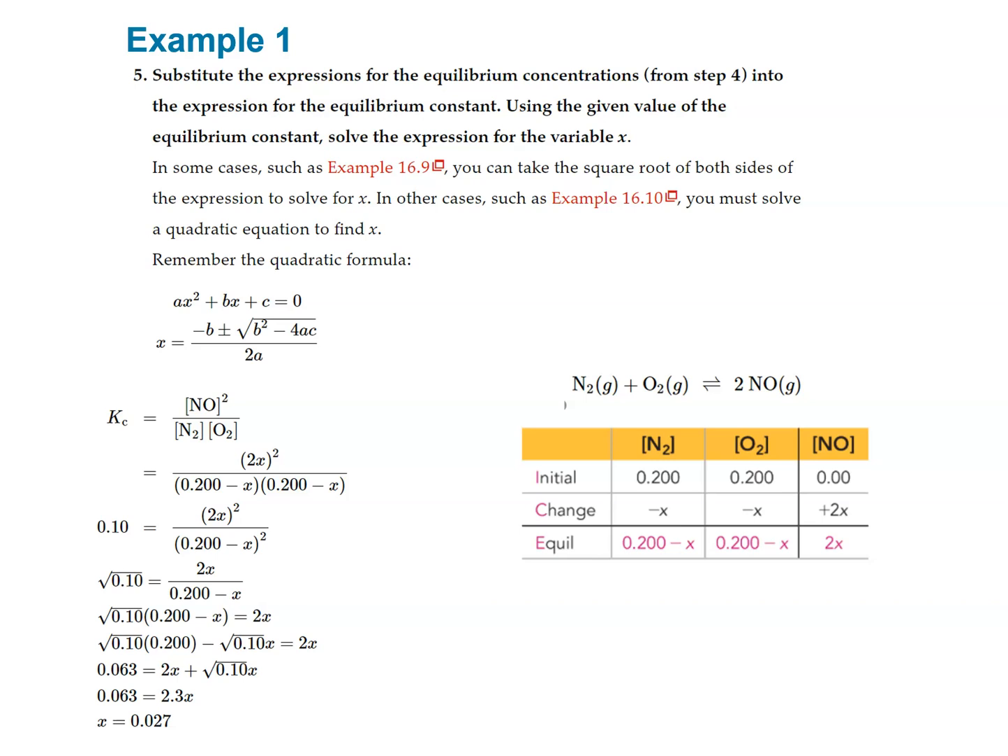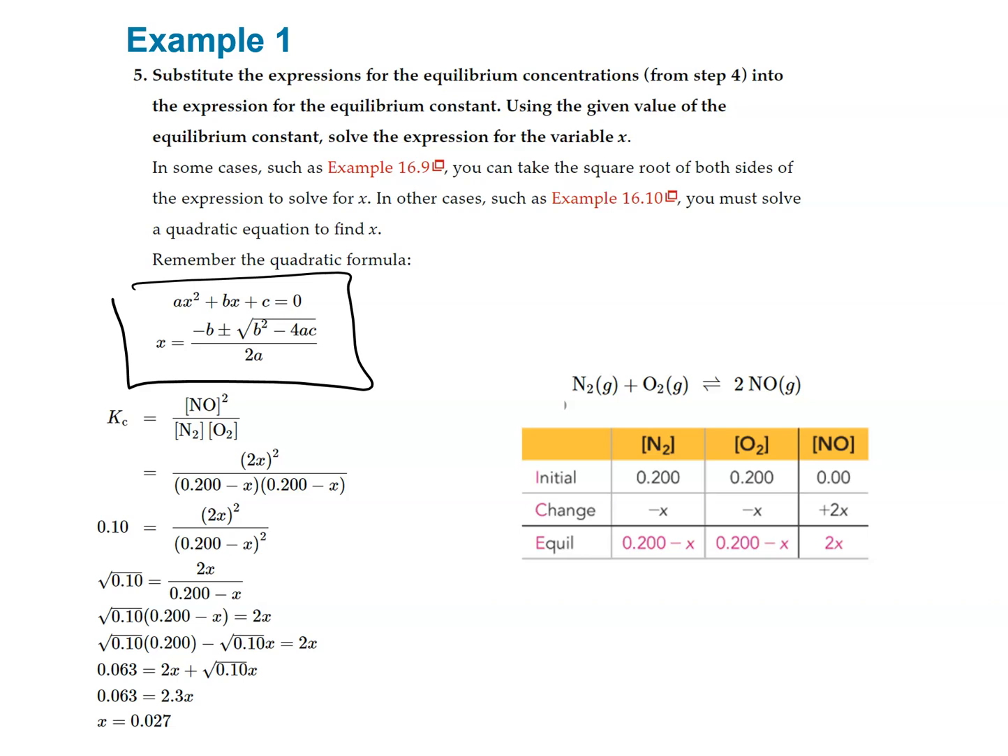Let's see here. How do we want to go about this? Fine. So we do want to remember the quadratic formula: ax squared plus bx plus c equals 0. And to solve that, x equals minus b plus or minus the square root of b squared minus 4ac, over 2a. You have to be able to do this in the exam.